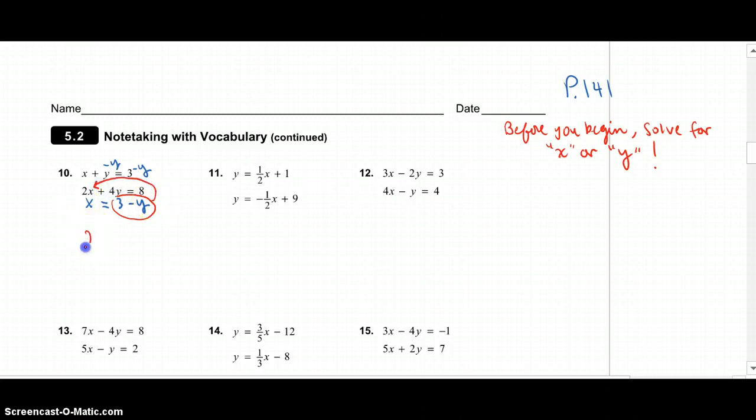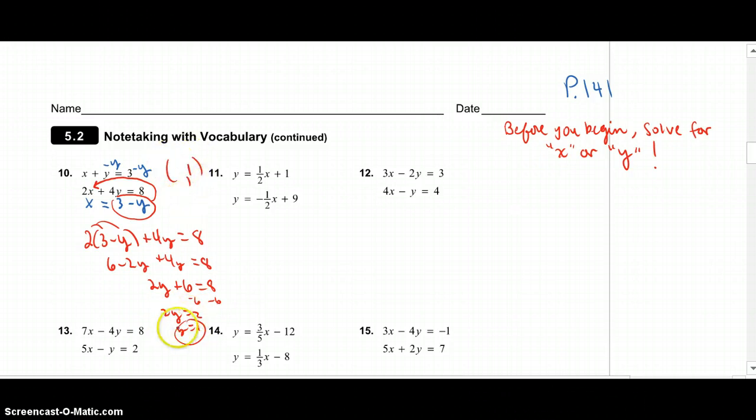So now our bottom equation says 2, but it doesn't have an x, it has a 3 minus y, plus 4y equals 8, and from here it's just like normal. We'll distribute: 6 minus 2y plus 4y equals 8. Combine those terms and get 2y plus 6 equals 8. 2y equals 2, y equals 1.